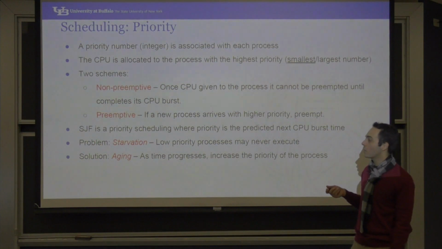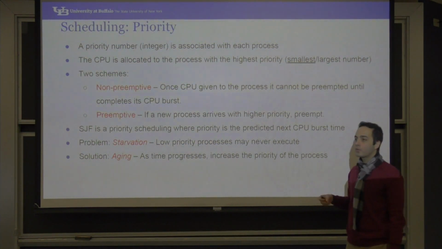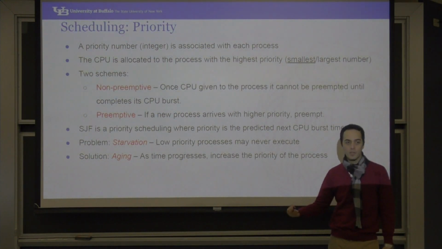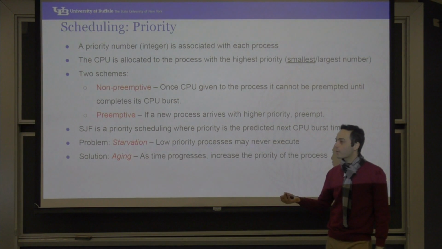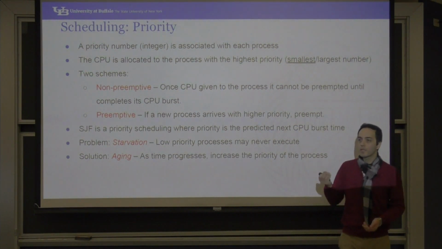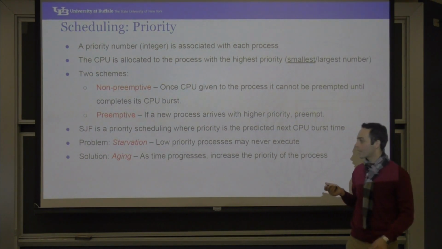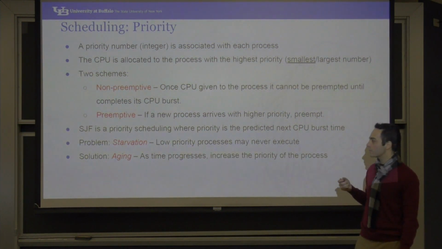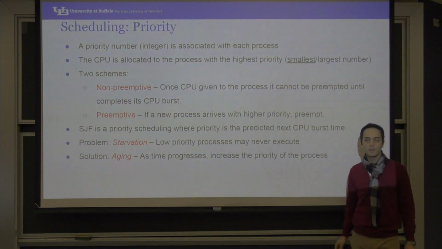So the solution to this in the priority case is aging, right? You give priority to the aged processes. As a process ages, they basically get a head start, or they get bumped up in the queue, right? So that's where the priority is dynamic, basically. Any question on the priority?